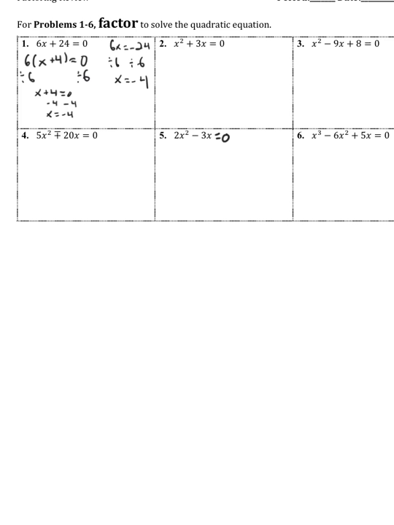The first problem, 6x plus 24, is a linear function. So I showed two methods for solving it. First method, you could factor out a 6 and you're going to get a quantity x plus 4. You divide both sides by 6 and you'll just end up with x plus 4 equals 0. Subtract 4 from both sides, you get x equals negative 4.